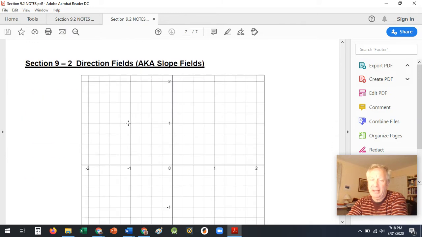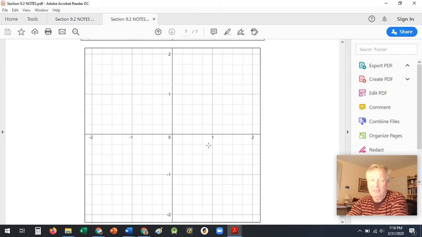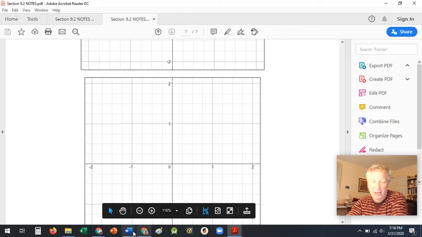Don't go nuts. Maybe on the major grid points, put slope field lines, and maybe midway between them or something like that, just so you can get a feel for what it looks like. So that's it. That's the homework.